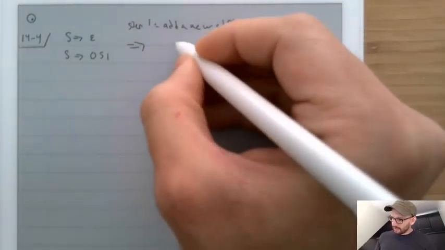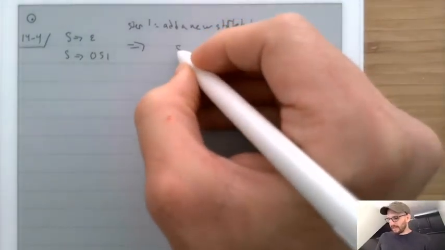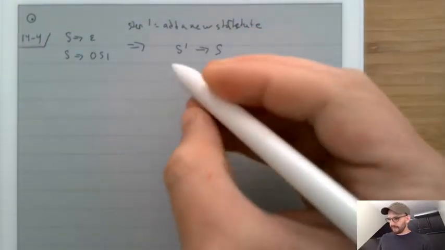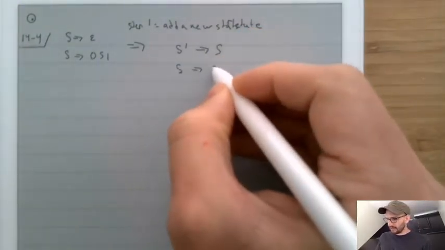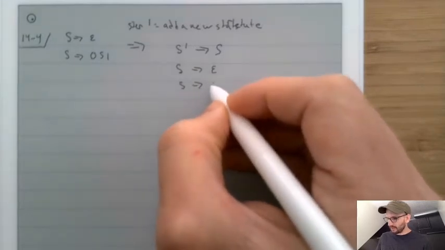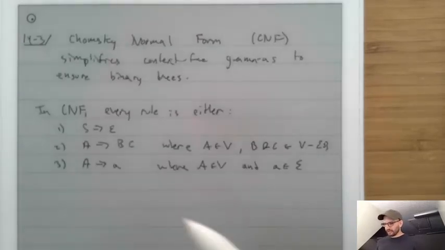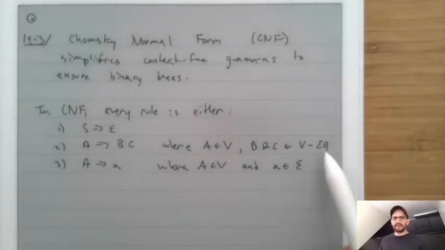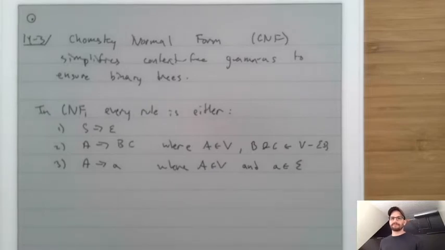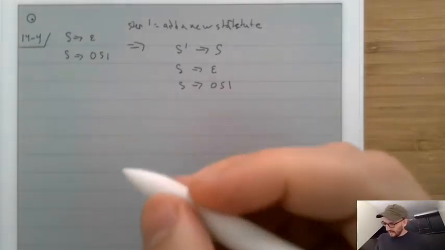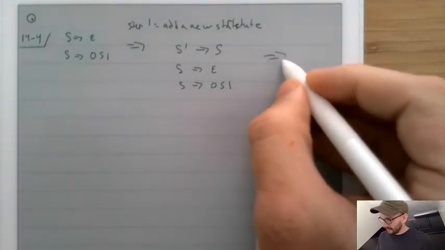So what we'll do is we'll make it so our new start state will be called S prime, and it will go to the old start state S. Then we have the old rules, S goes to epsilon, and S goes to 0 S 1. What did we just do by doing this? What we did is we ensured that the right-hand sides never mention S. Okay, good job.